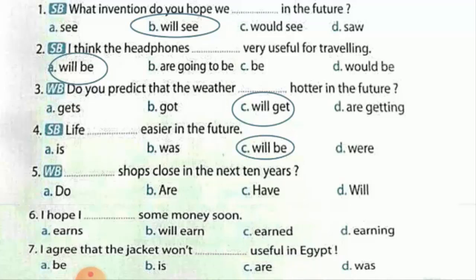Number 5, will shops close in the next 10 years? Number 6, I hope I will earn some money soon. I hope I will earn, يعني سوف أجني بعض المال قريبا. I agree that the jacket won't be useful in Egypt. Won't what? Won't is followed by the infinitive, so it is won't be. Excellent.